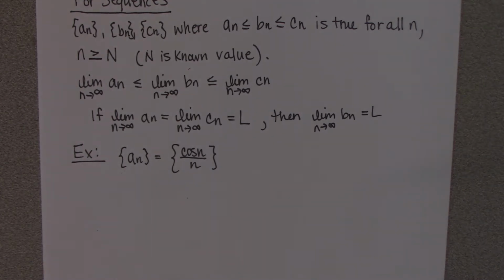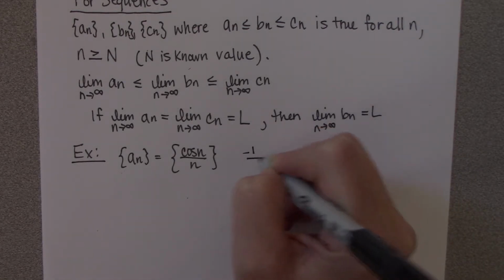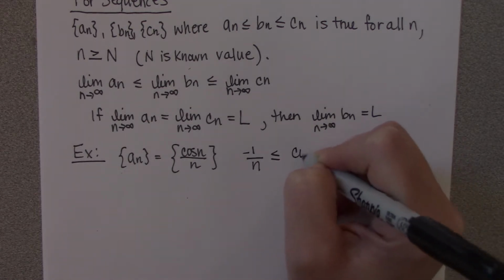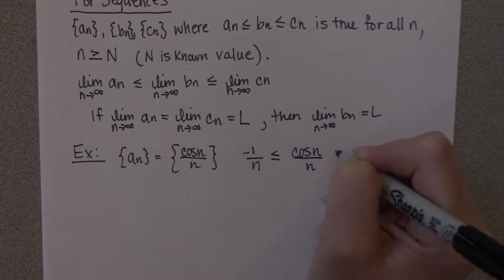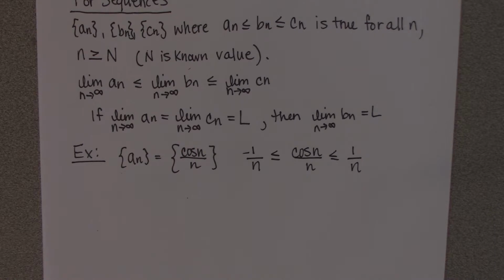So I need to pick a function that's always bigger, and I need to pick a function that's always smaller. So since this is in the numerator, I can say, well, cosine will never be less than -1, and it will never be greater than +1. So I can literally sandwich it in between those two functions. So is everybody clear on why this inequality works? Okay. Now, taking the limits is a snap.